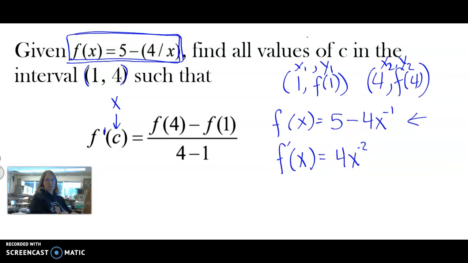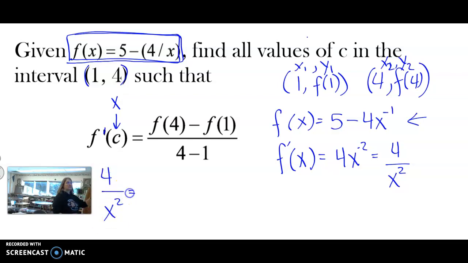and that becomes negative to the negative second power. And when I rewrite that, it's 4 over x squared, because now I need to evaluate that. Now I'm going to have to figure out what value of x makes it equal to this, which is telling us to find the slope between 1, f of 1, and 4, f of 4.